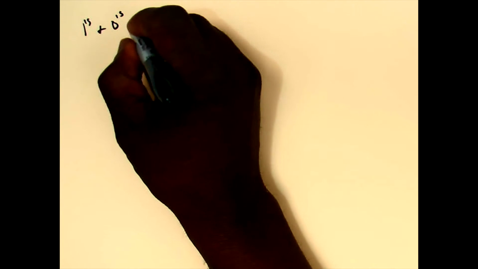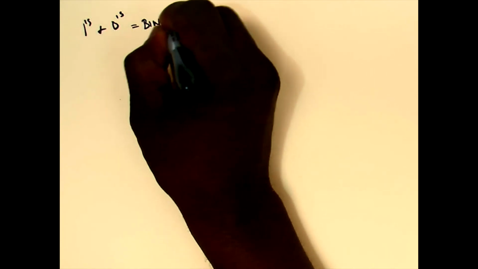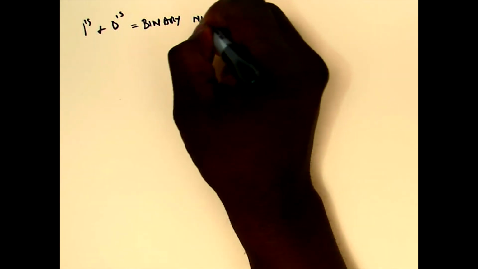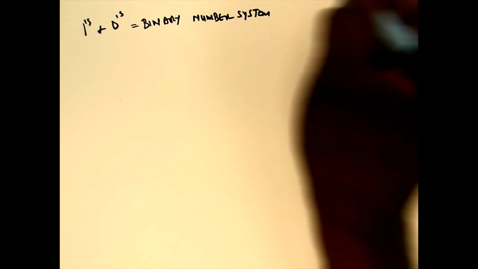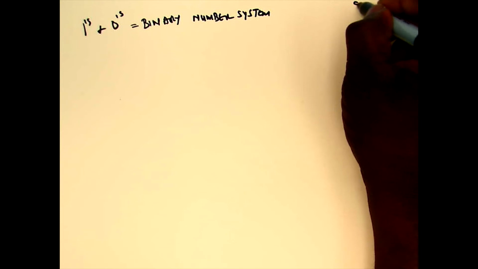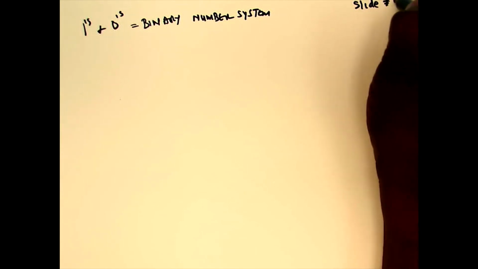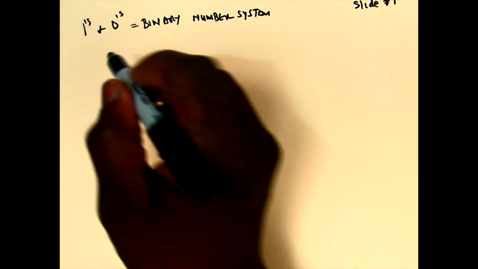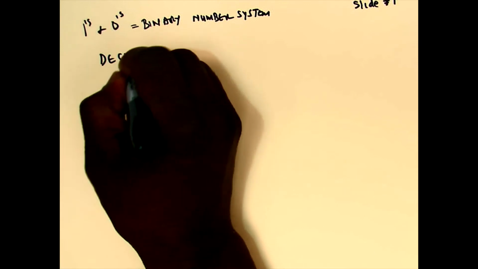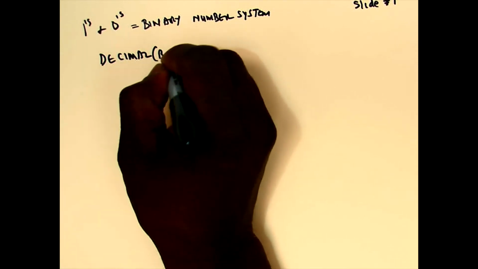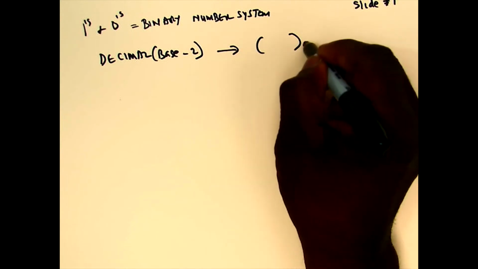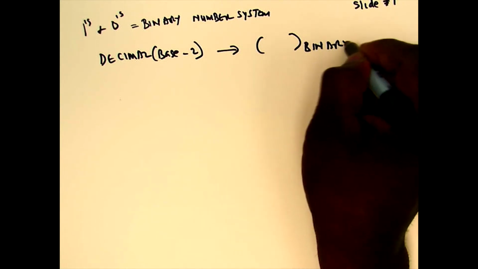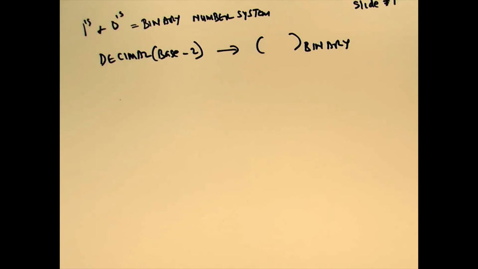Ones and zeros are known as binary, or what we call a number system. This slide 1 is going to talk about decimal, which is base 10 that we use every day. I will try to convert it to binary, which is the language of the computer, ones and zeros. Okay, so that's where we will start.